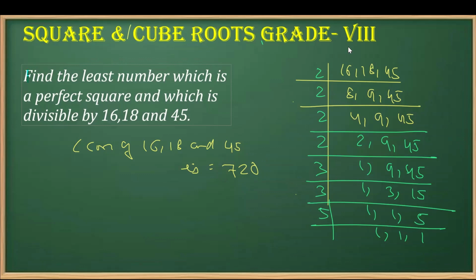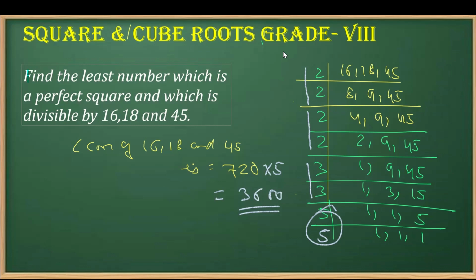We have to make a square number. So in order to make a square number, you have to look for their doublets. We have a doublet of 2, we have a doublet of 2, we have a doublet of 3, but 5 is missing. So in case I multiply this with 5, that should give you 3600. So now you can see that 3600 is divisible by these three as it is a multiple of their LCM, and 3600 is a perfect square.